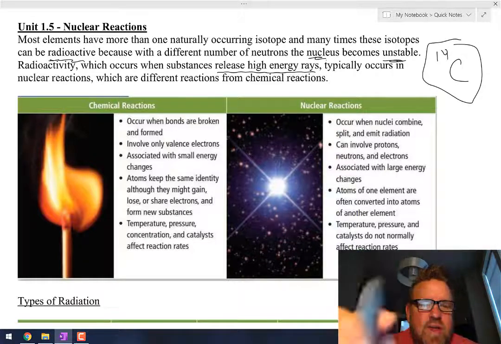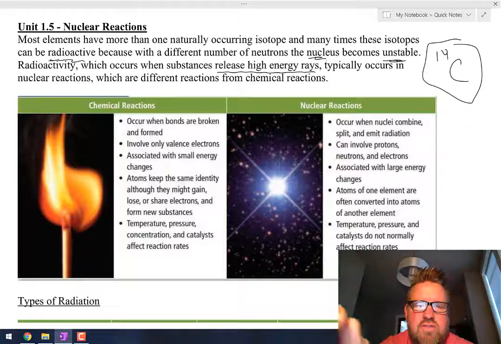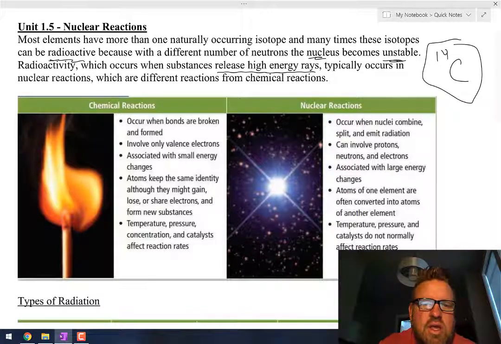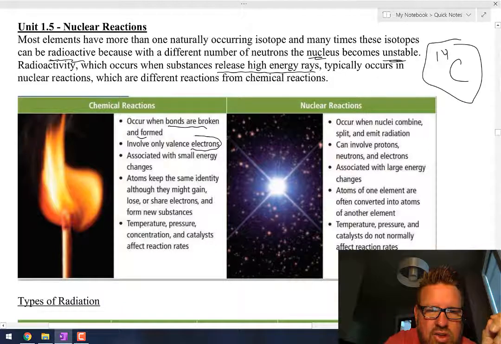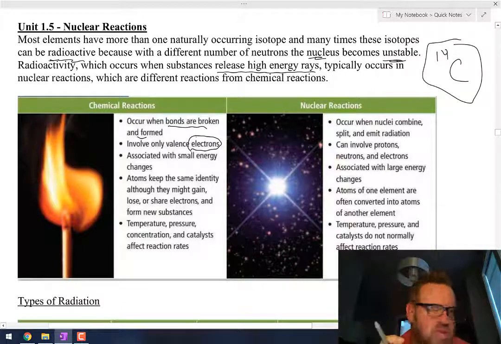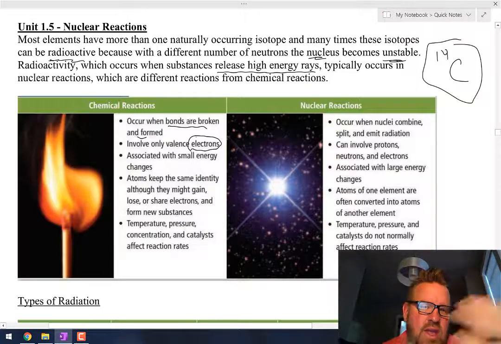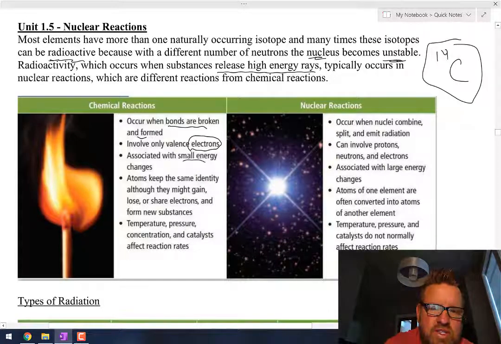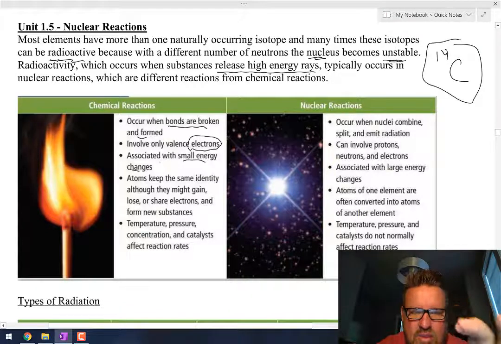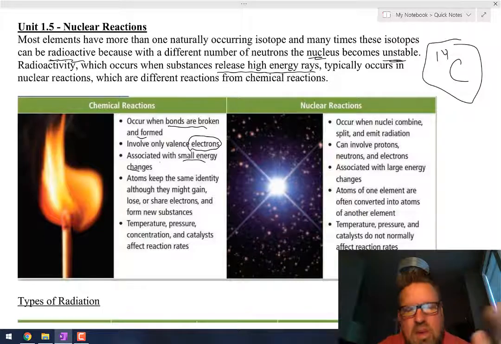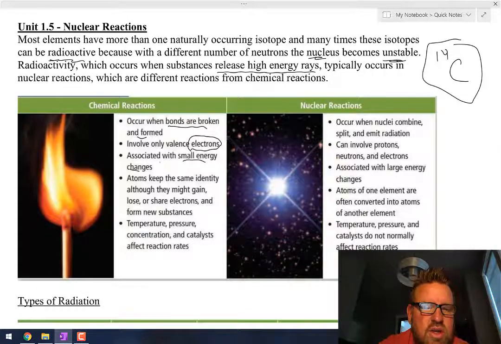Okay, so here are some of the ways that chemical reactions are different from nuclear reactions. Chemical reactions happen when bonds are broken. Basically in a chemical reaction, we're only talking about electrons that are shared, switched, lost by one atom and gained by another. They have very, very small energy changes. The atoms are still the same atoms, but they might gain, lose, or share electrons to become more stable.